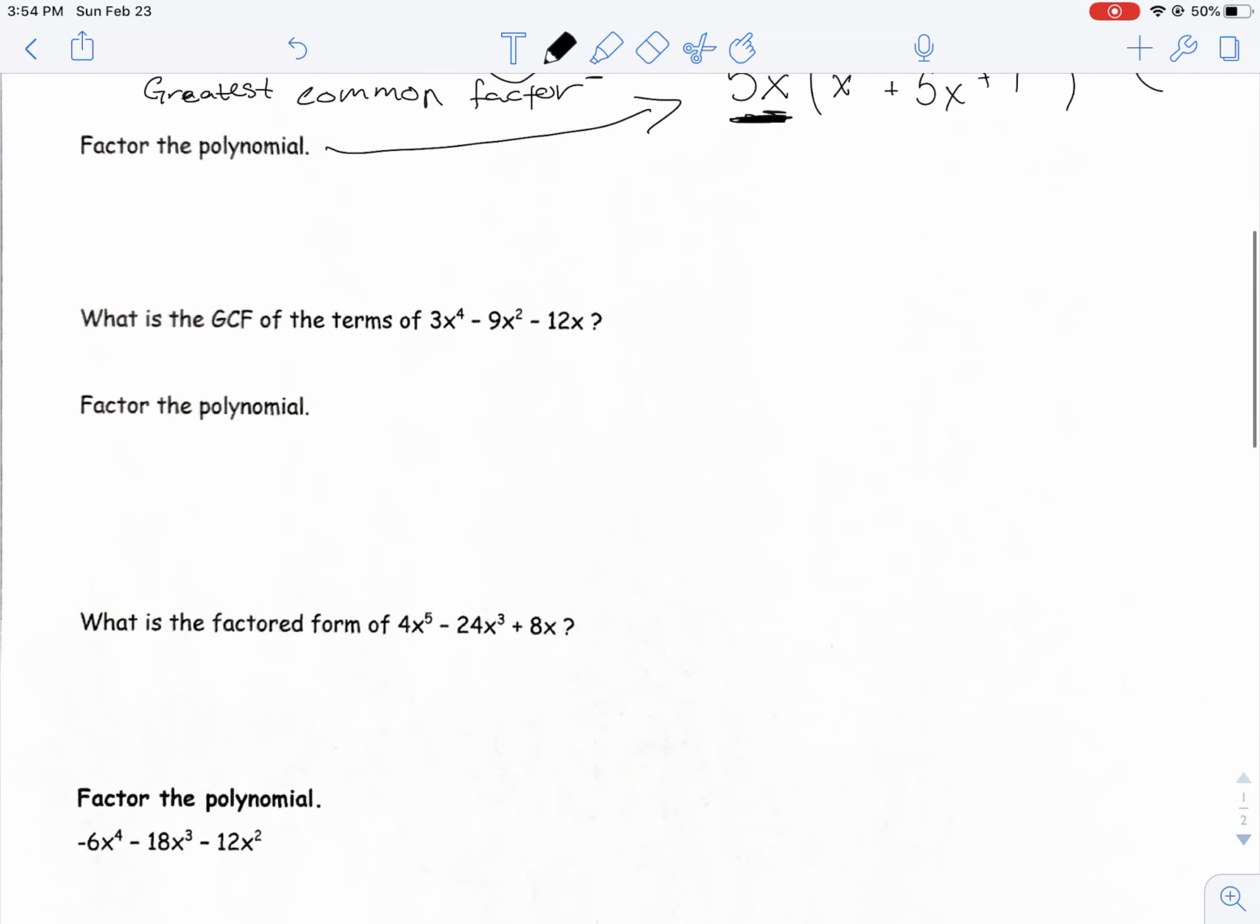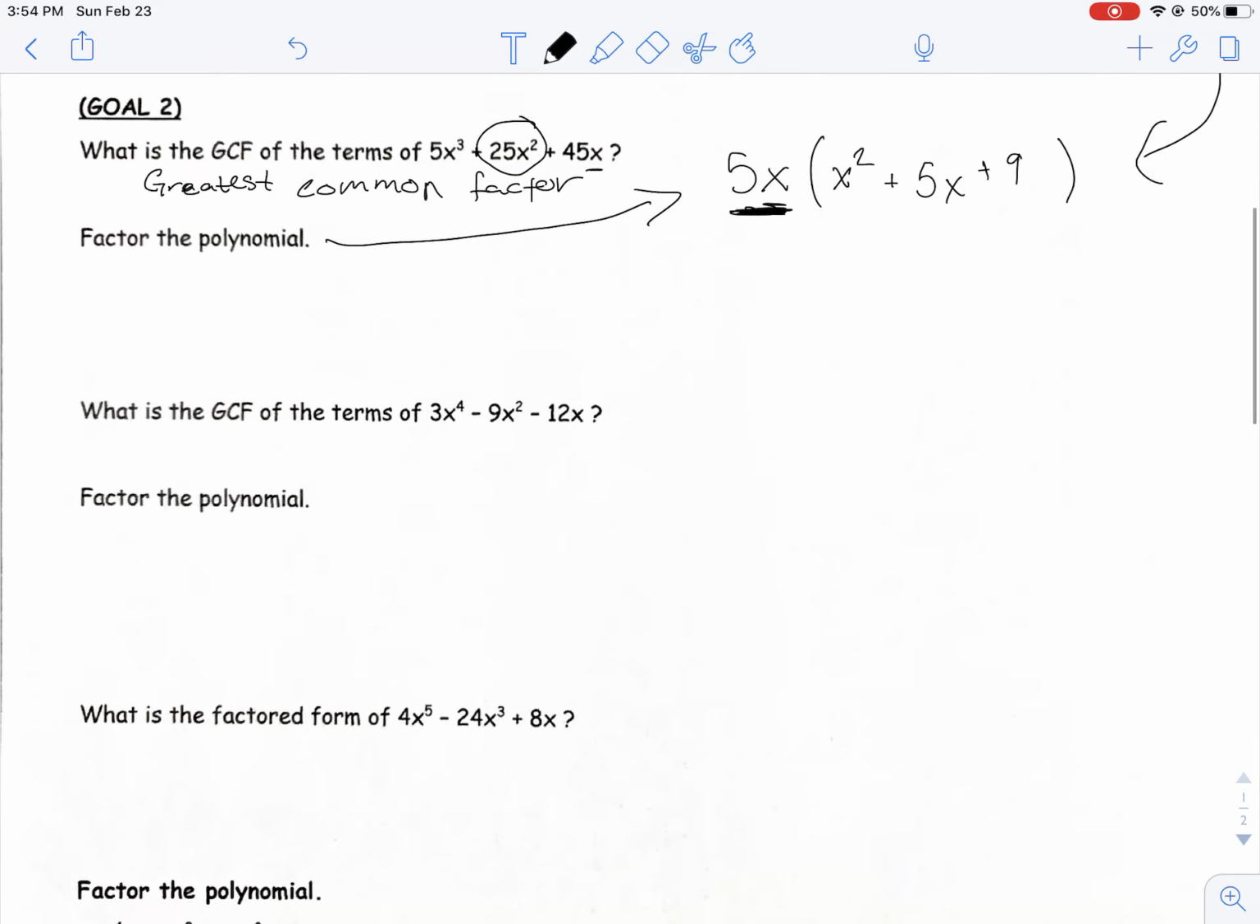I think another example is probably a good idea. So let's keep scrolling down here. It says, what is the GCF? All right, so when we want GCF, again, up top here it was 5x. So for this one, what can we pull out? Well, first of all, I need a number that goes into 3, 9, and 12. And don't even worry about the negatives. I just need the 3, the 9, and the 12. A number that goes into those would be 3. I don't think there's any bigger numbers that go into all 3 of those.